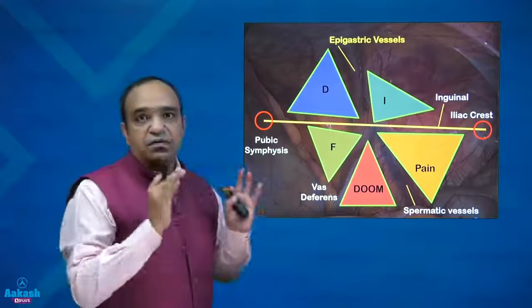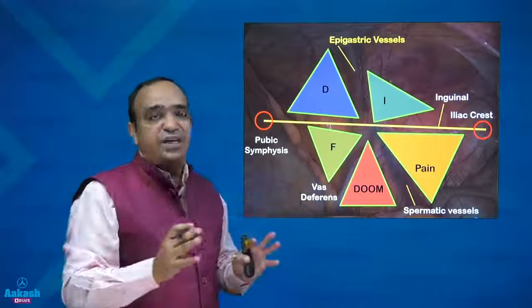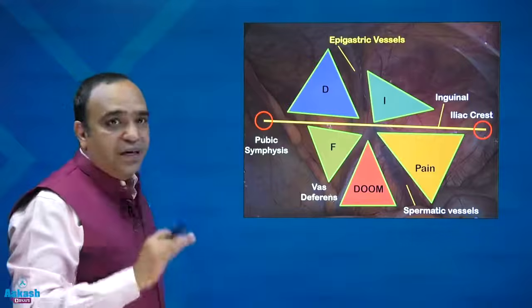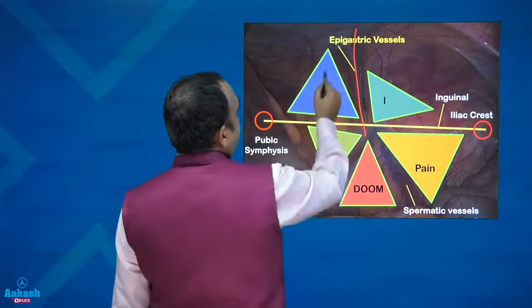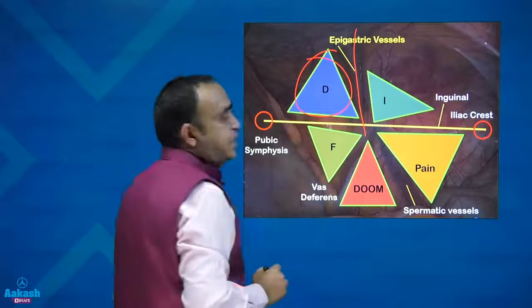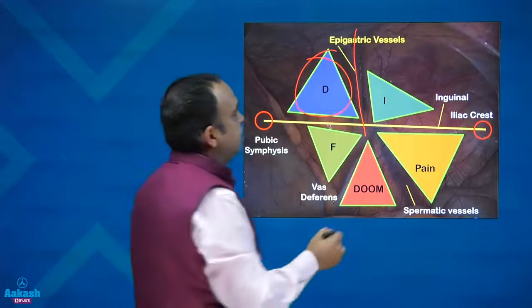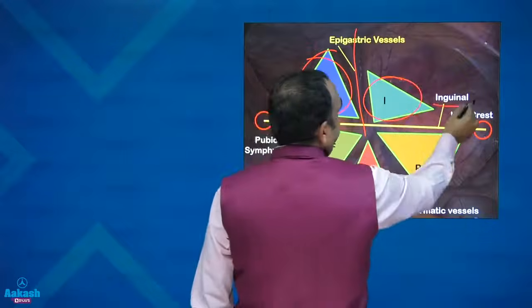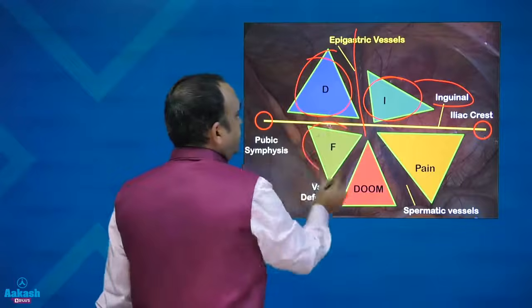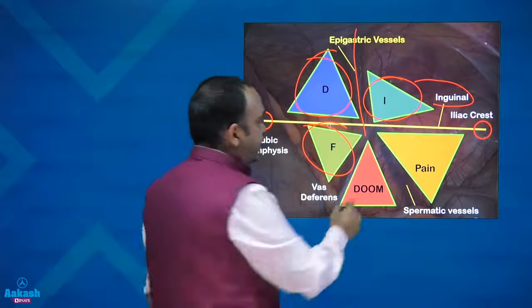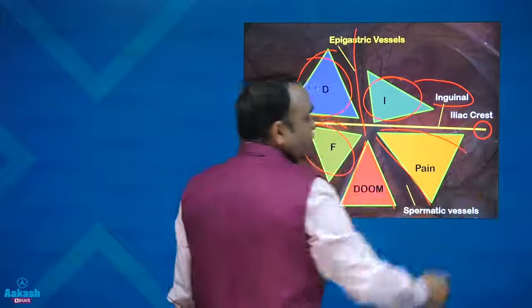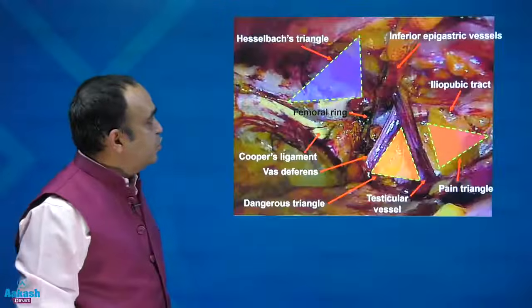Now this is the most important slide, right? The orientation of the different parts, different defects. So that's the inferior epigastric artery vessels. That's the defect for the direct hernia, that is Hesselbach's triangle. That's the deep ring, which is the defect for the indirect hernia. That's the femoral ring, that is the defect for the femoral hernia. And this is the triangle of doom and the triangle of pain. I'll just explain them to you.